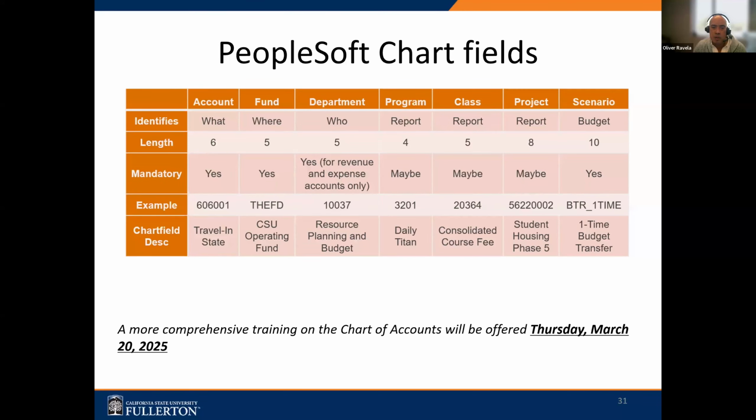Project is a chart field used to track those expenses that are related to non-recurring maintenance or capital projects. And scenario is a chart field element that we use to describe budget transactions. It tells us whether a budget transaction affects base budget or is a one-time adjustment within the current year only. It'll tell us if this budget transaction is part of the initial base, or if it was budget requests from end users or from units to make an adjustment either on a one-time or a base ongoing basis.